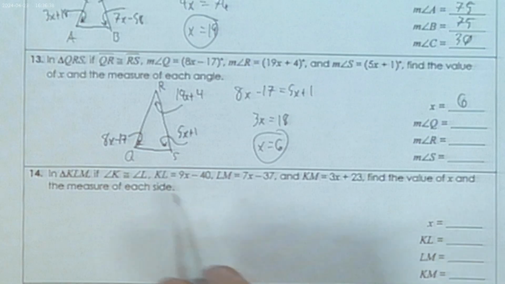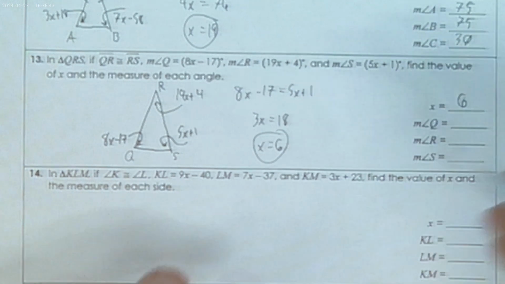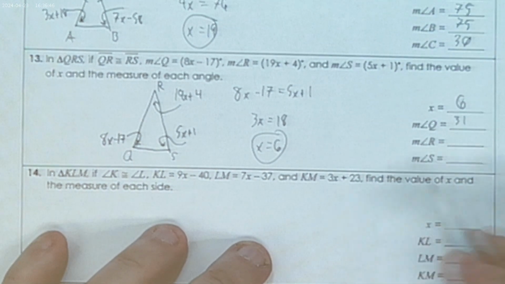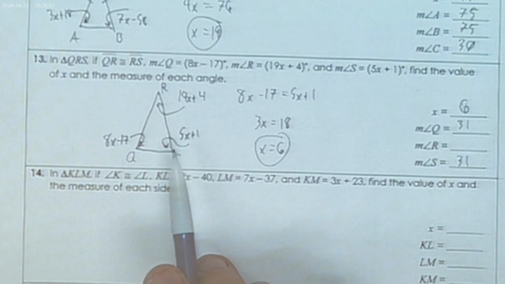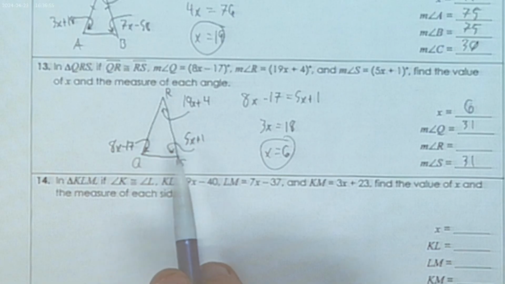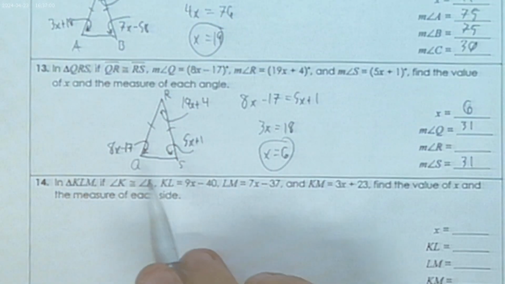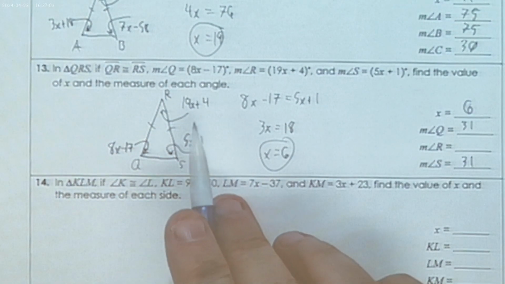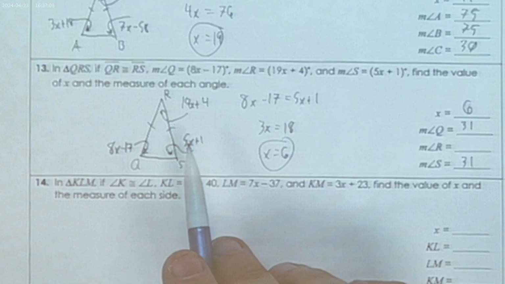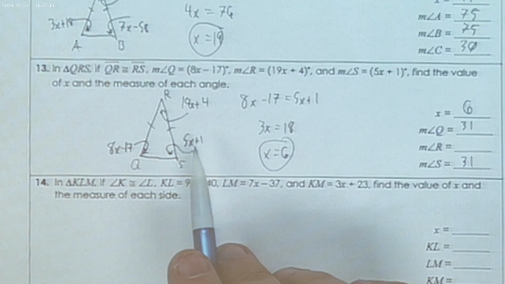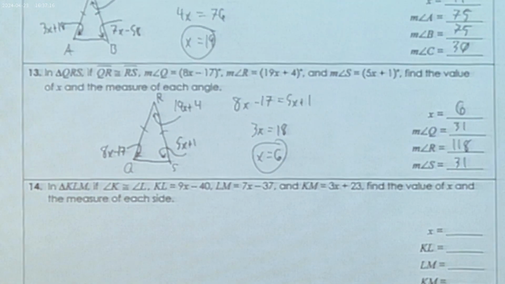So let's see. For Q, 48 minus 17, that's going to be 31. And then S is also going to be 31, because Q and S are again the base of the isosceles triangle. They're going to be equal to each other. So I just have to find R now. So 19 times 6 plus 4, 118. And there we go. That is the second one.